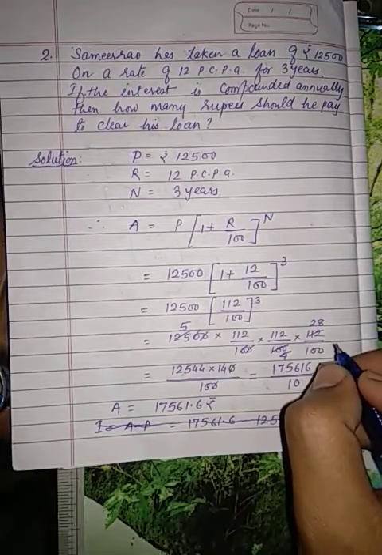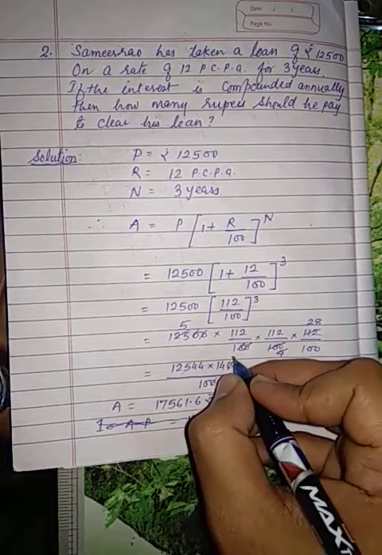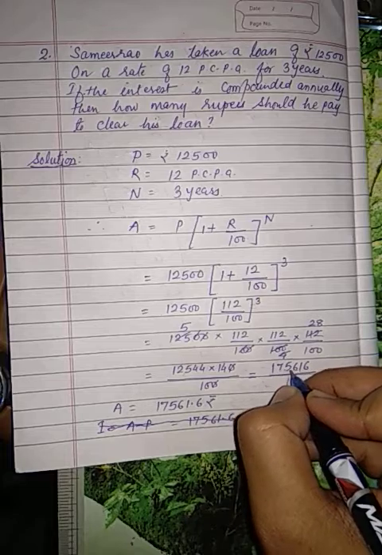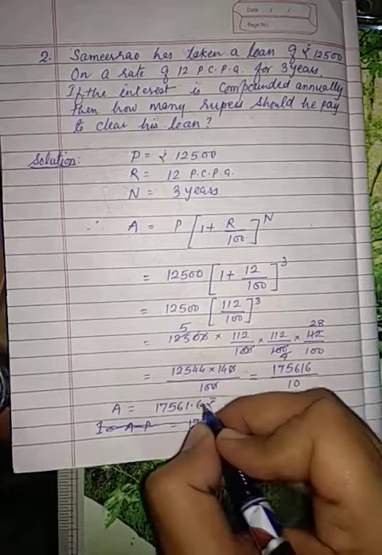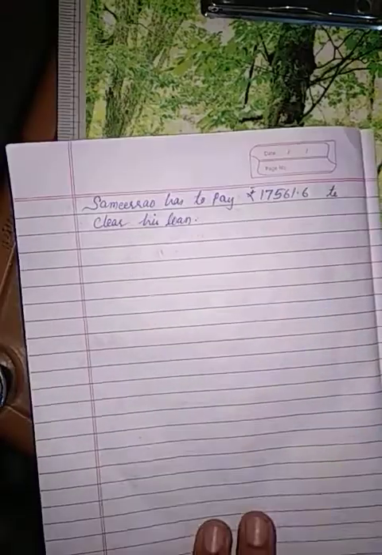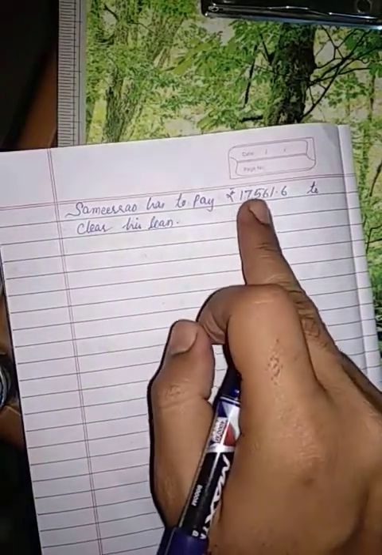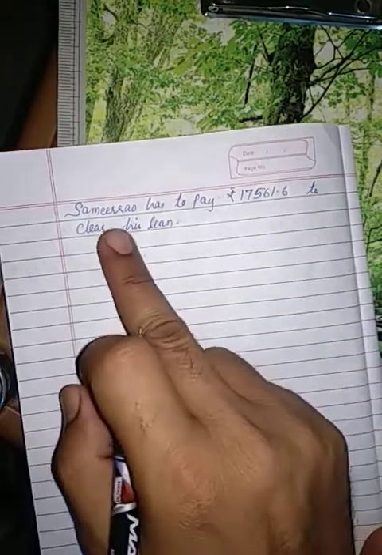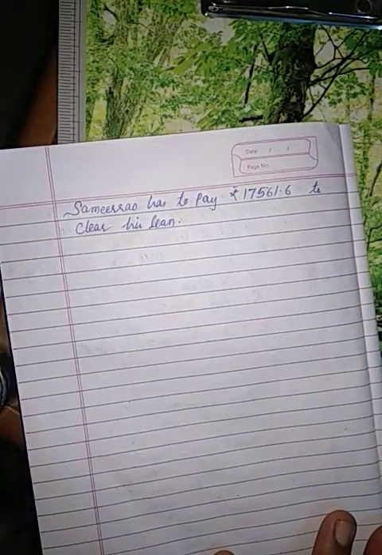Okay, then 28 into 5 is 140. So this 0 will get cancelled. Multiply by 14. 1,75,616. Divide by 10. So there is 1 0. So decimal point at 1 digit. So because it is a word problem, you have to write your answer like this. Samir Rao has to pay 17,561.6 rupees to clear his loan. Okay, so always write the answer in statements whenever you are solving a word problem.